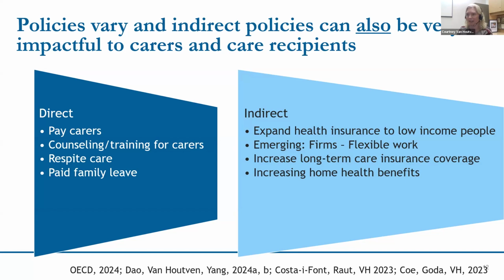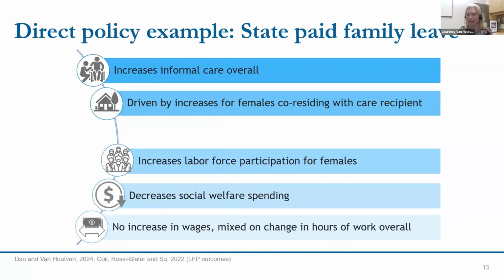There are emerging initiatives by firms to offer more flexible work. This accelerated in the pandemic, but it's really important to keep in mind as part of multi-sector approaches to supporting caregivers. Increasing long-term care insurance coverage benefits caregivers, and I'll talk about that in the next slide. And then increasing home health care benefits, as Norma pointed out, could really improve outcomes for caregivers and care recipients by easing labor force participation for the caregivers and improving health outcomes of the care recipients.